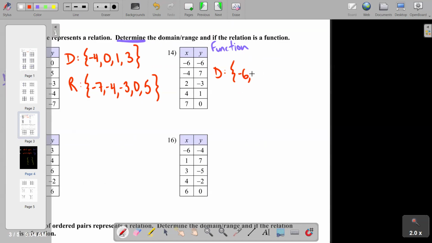Next, next, next, next. Good. Range: smallest, next smallest, next smallest, next, next. Good.